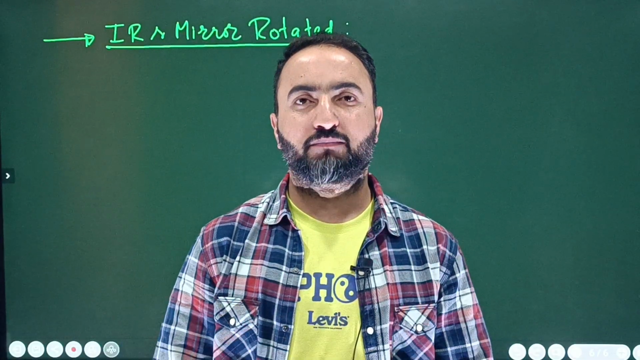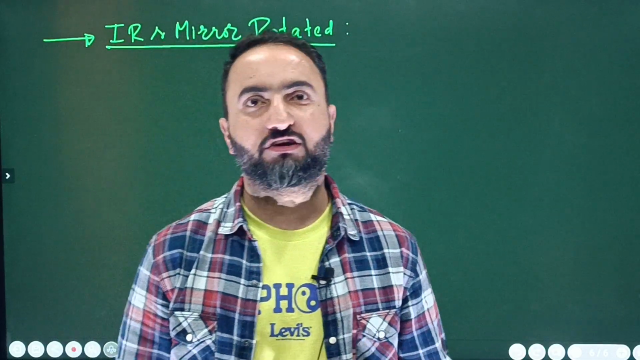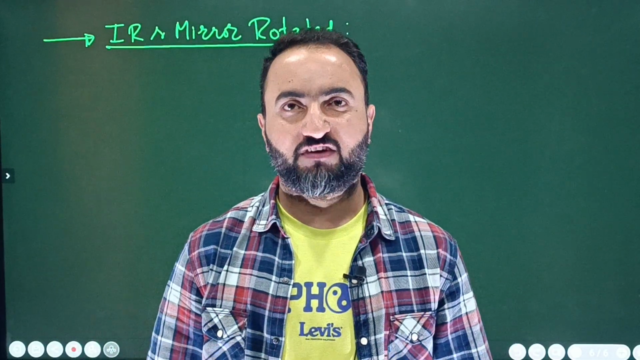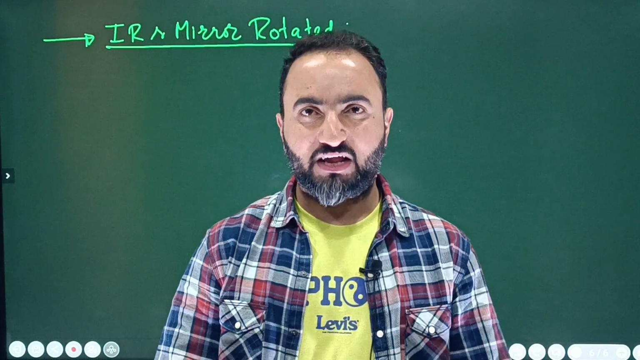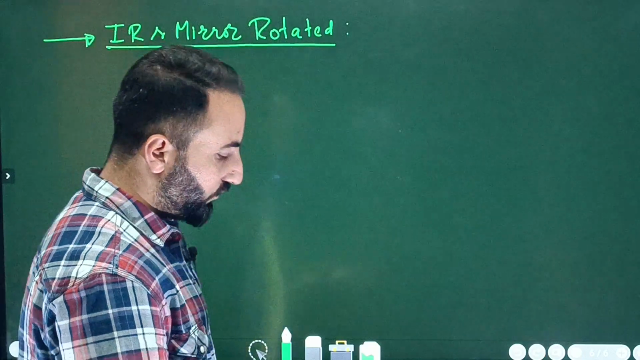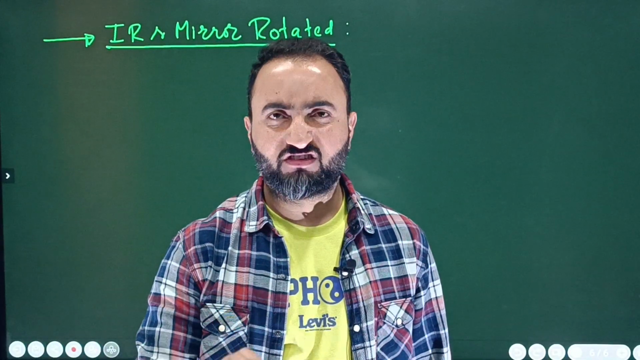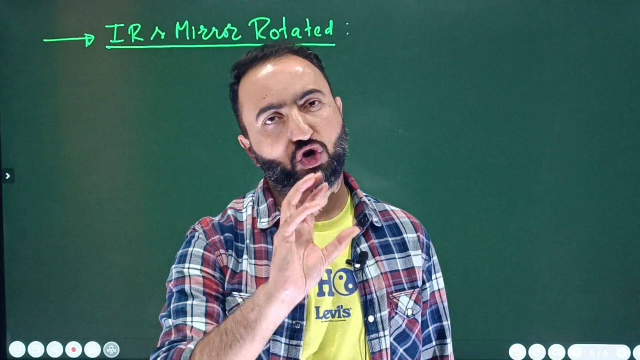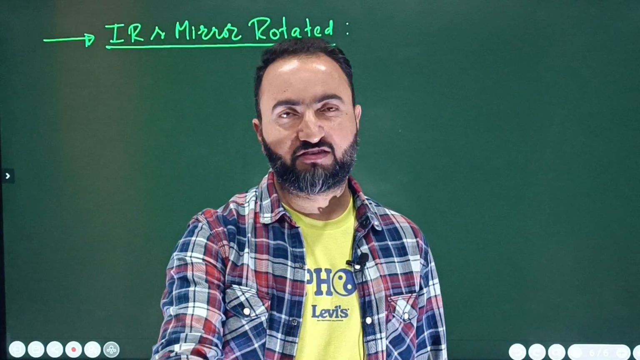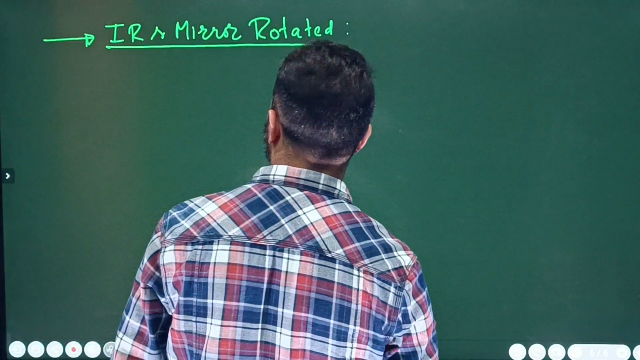The incident ray and the mirror are rotated. If the incident ray is rotated, what will happen to the reflected ray? By what angle will it get rotated? Second, if the mirror is rotated, then what about the reflected ray? In optics, for every problem there is a shortcut technique. First you have to learn the concept and then follow the shortcut technique if you want to crack the competitive exam questions, the previous year questions. So let's have a discussion on this.